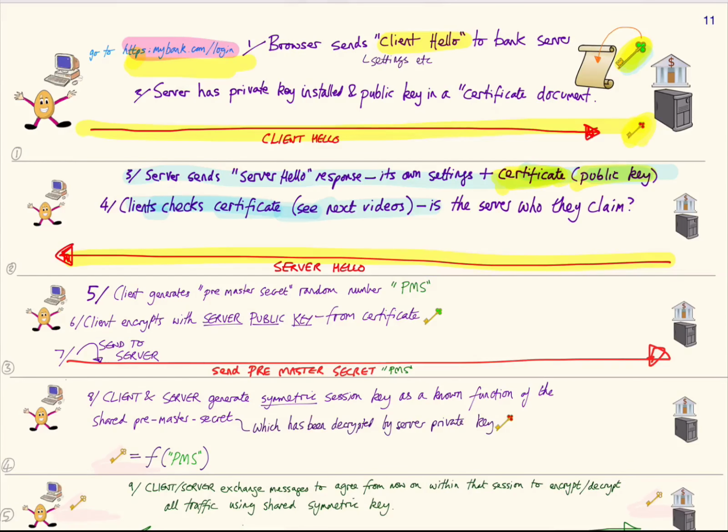That certificate is a document. It's a very short document. It's like a few hundred characters, and it includes the public key, right? Now the client at this point basically does some validations on the certificate to make sure that the server is really who they say they are, that the certificate is valid.